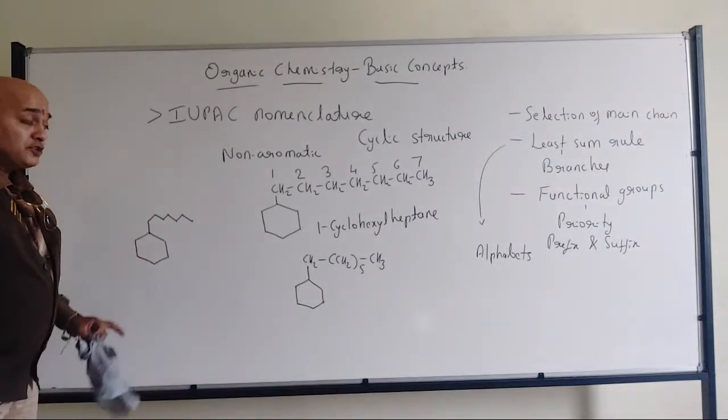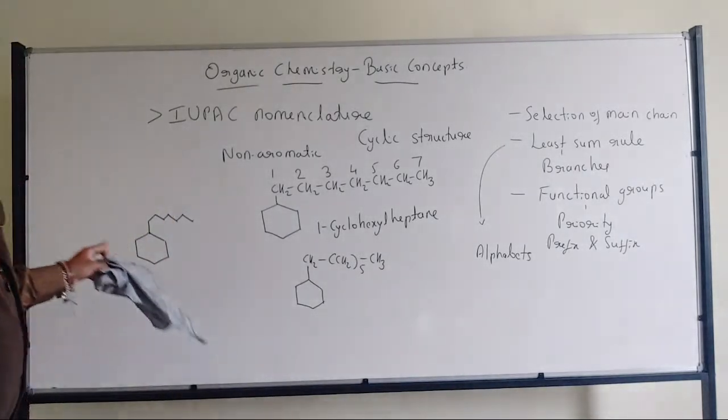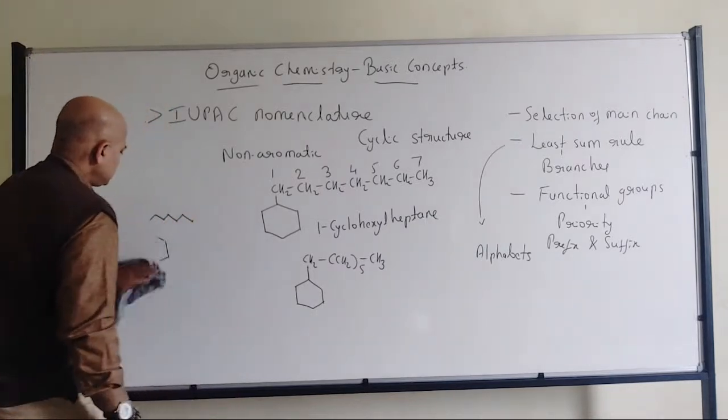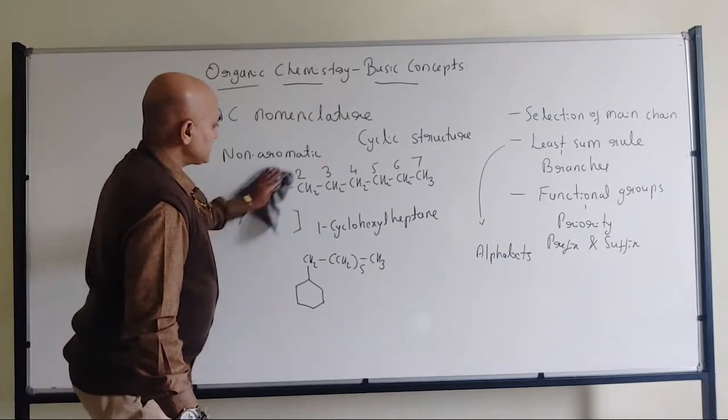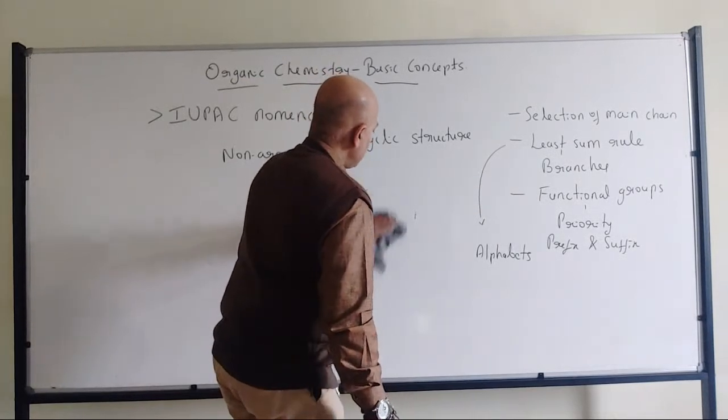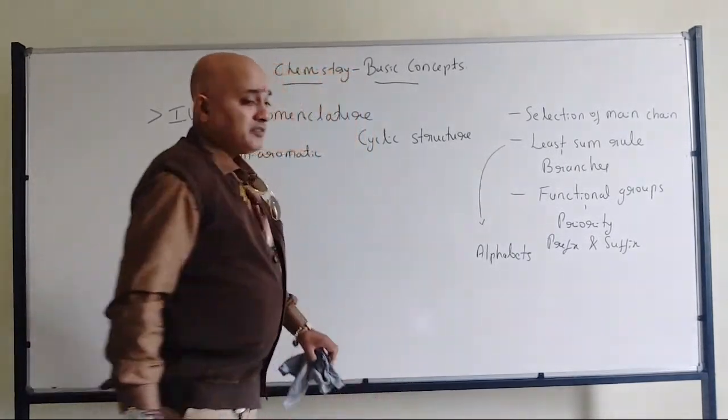This can be used as a line structure for this molecule. All of you got the point? Any doubts? Any doubts with regard to this? So this is with respect to a cyclic structure which is non-aromatic and does not have any unsaturation.